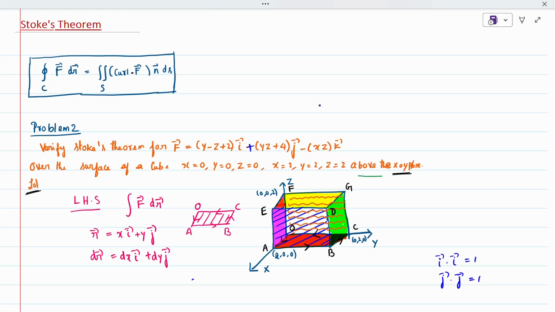Hi all, today's topic is Stokes theorem. The formula for Stokes theorem: the line integral over F · dr equals the double integral over curl F · n ds.